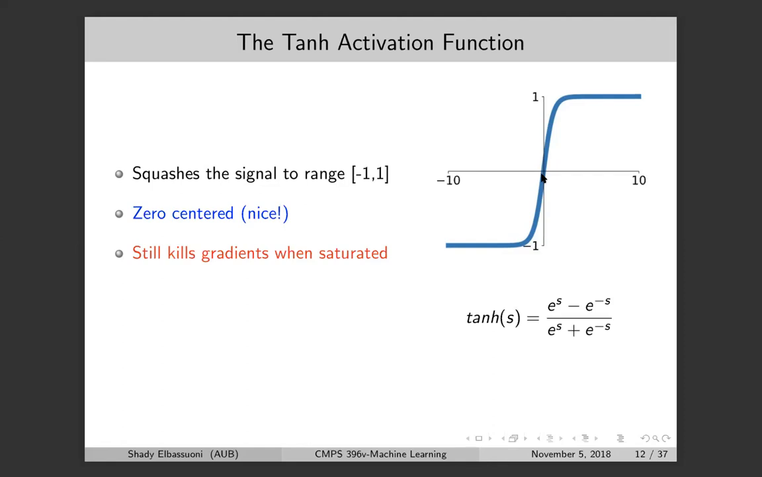It still kills the gradient when saturated. Why? Because the derivative here is 0, the derivative here is 0. So it has the same issue with the 0 gradient, right? Basically the weights might not get updated. And it's still expensive because I have this exponentiation 4 times. Yes. Okay. So now it's also not ideal.